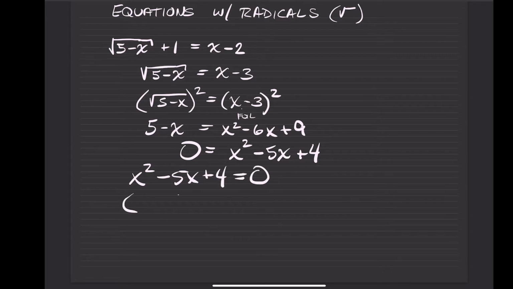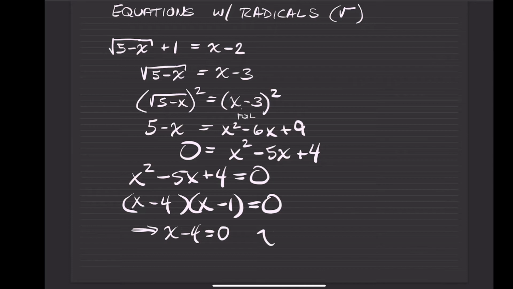And now we know that we can factor this. Two numbers that multiply to 4 but add to negative 5, that would be x minus 4, x minus 1. And so we end up with x minus 4 equals 0, x minus 1 equals 0. So 4 and 1.